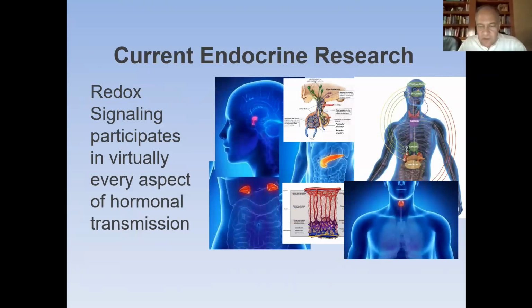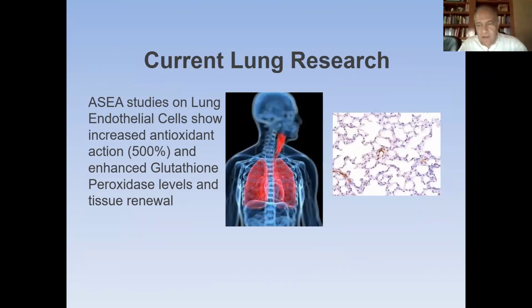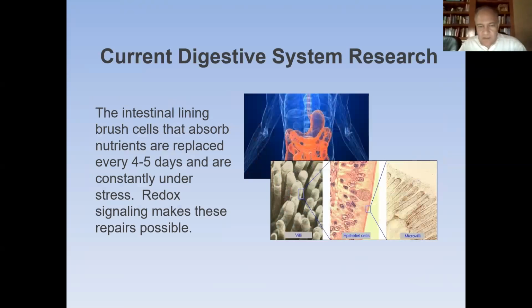The endocrine system also is very active with the redox signaling. It's interactive also with it. And the RU28 on the skin, we mentioned that. Lung research, we have 5 years of lung research, absolutely incredible results in regeneration of lung tissue when exposed to these molecules. Intestinal linings also are helped to be replaced. We haven't done much research except to show that it's safe for the GI system.